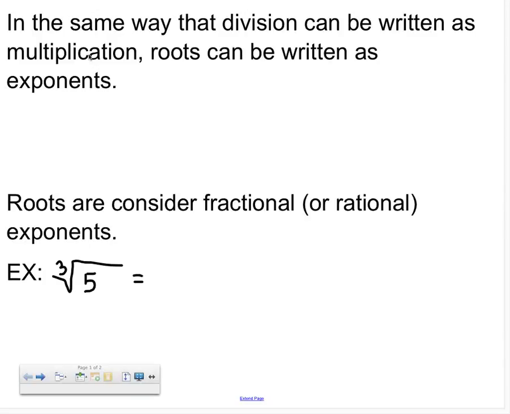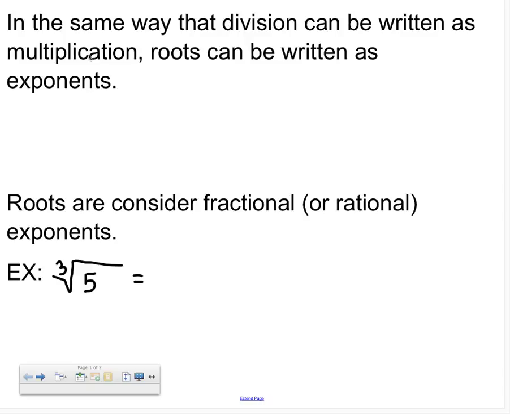So today we're going to be looking at radicals or roots and seeing how they fit with this exponent theme. Roots and exponents are kind of like opposites, kind of like multiplication and division. The opposite of rooting something is taking something to a power, and the opposite of taking something to a power is rooting it. So for example, the opposite of 2 squared is the square root of 2.